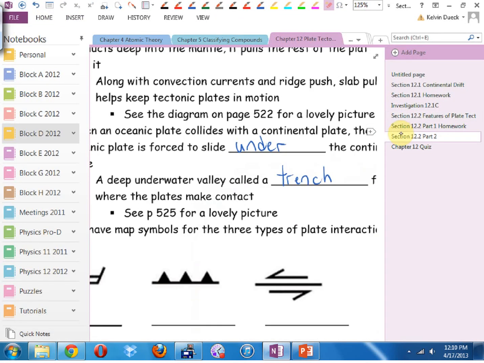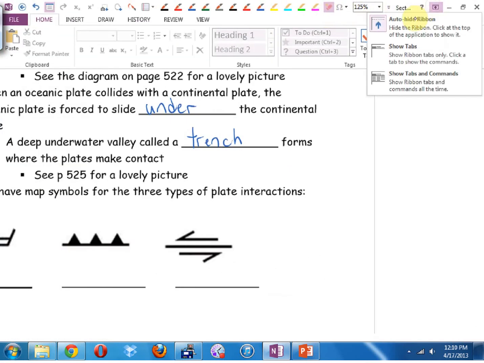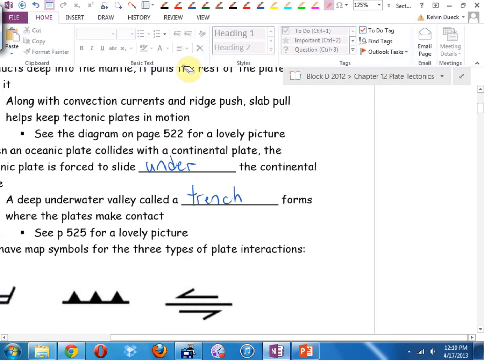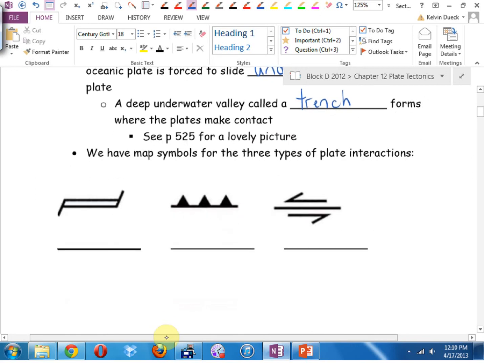Back to our notes. The last thing, and I double-checked, it looks like they also like to ask this on the provincial. I didn't think it was important, but since they're asking it on the provincial, they must think that it is important. There are map symbols for the 3 types of plate interactions.